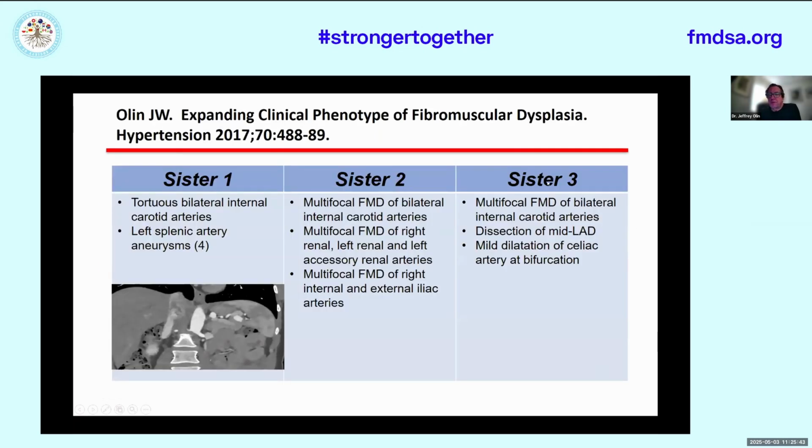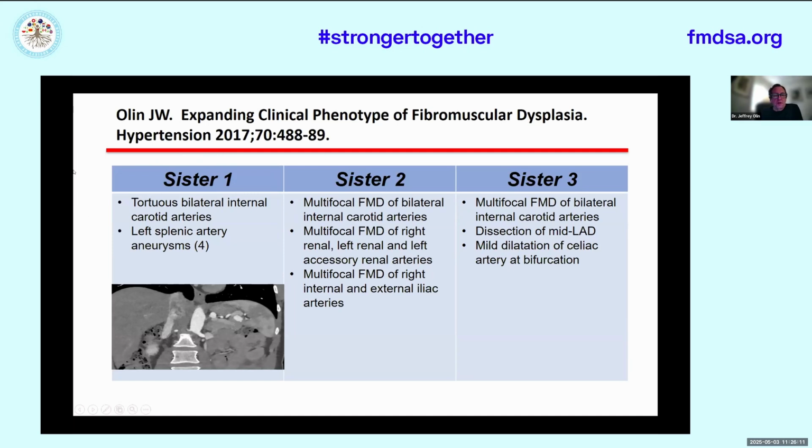Now, Sister 3 here had multifocal FMD of the bilateral internal carotid artery, spontaneous coronary artery dissection of the mid left anterior descending coronary artery, and dilation of the celiac artery. Sister 2 had FMD of the internal carotid arteries, FMD of the right and left renal artery, and FMD of the right internal and external iliac artery.